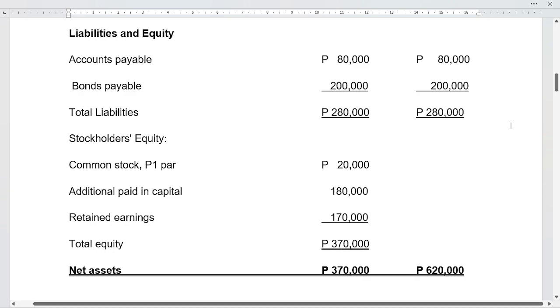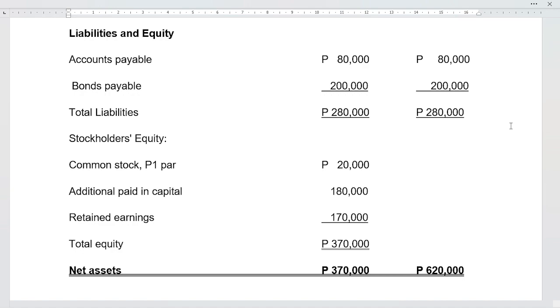Pababa po. For the liabilities and equity, accounts payable has a book value of 80,000 and a fair value of 80,000 also. Bonds payable has a book value and fair value of 200,000 pesos, with total liabilities of 280,000 pesos for both book value and fair value.